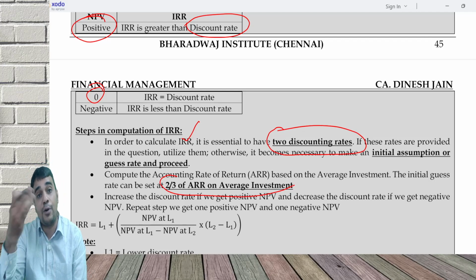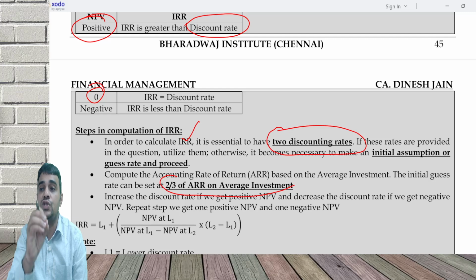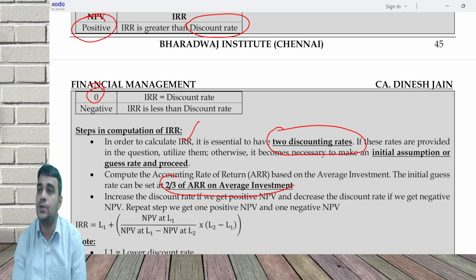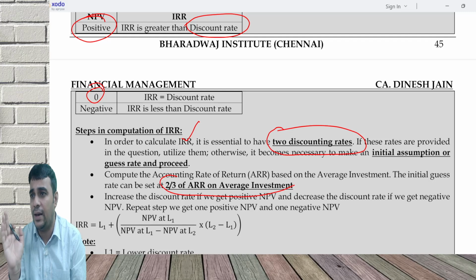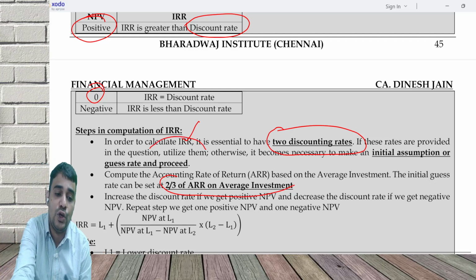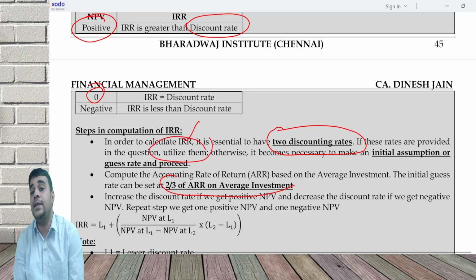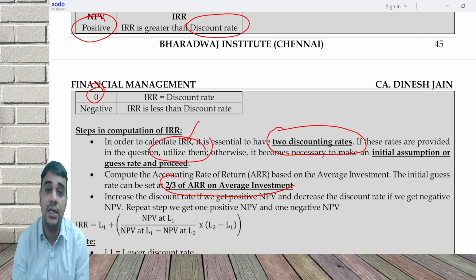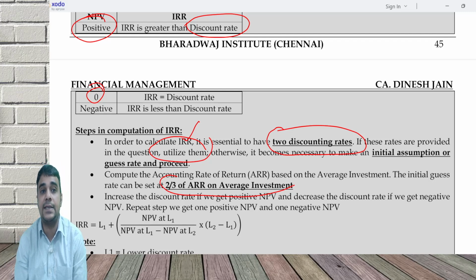If these rates are provided in the question, there are problems where the question will say use 10 and 12% to calculate IRR. No problem. I'll start with 10, increase it to 12. If these rates are provided, utilize them. Otherwise, it becomes necessary to make an initial assumption on a guess rate and proceed.